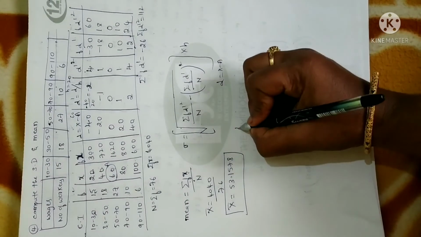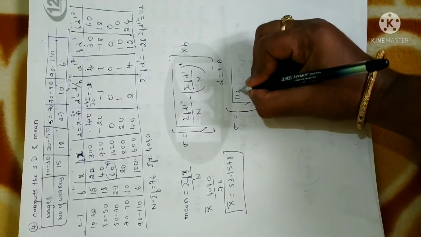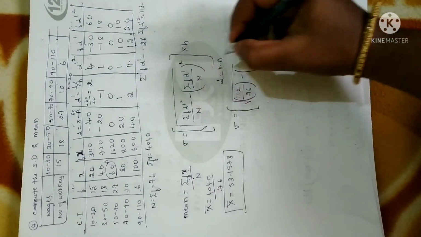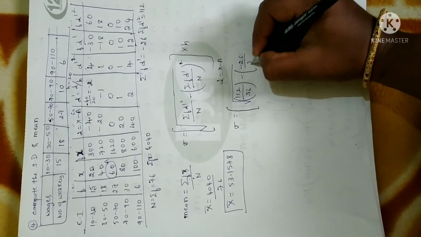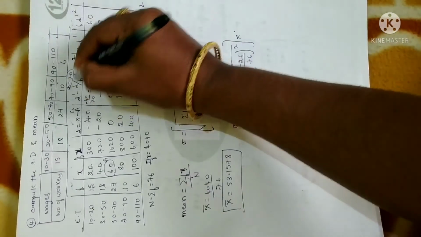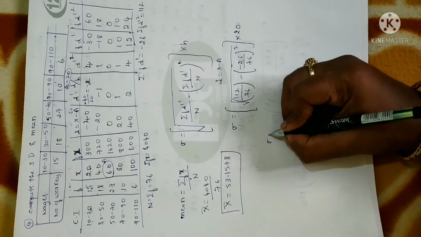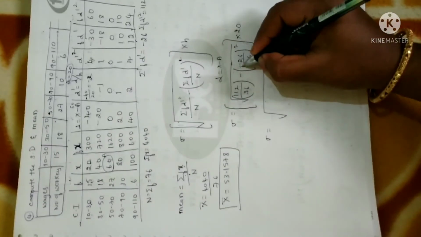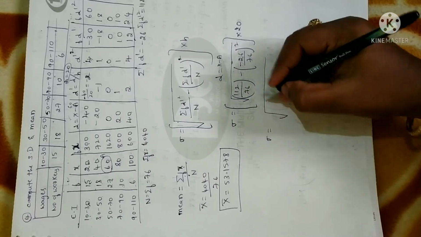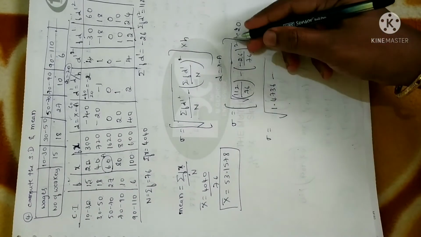So the obtained standard deviation will be square root of f d dash square is 112 divided by n is 76 minus f d dash is minus 26 divided by 76 whole square into h, I've already listed here, it is 20. Now coming to the calculation, square root of, here anyhow minus whole square, when you're going to do minus square you will get positive only. So first let me calculate this. 1.4736, right? Minus whole square will become plus only.